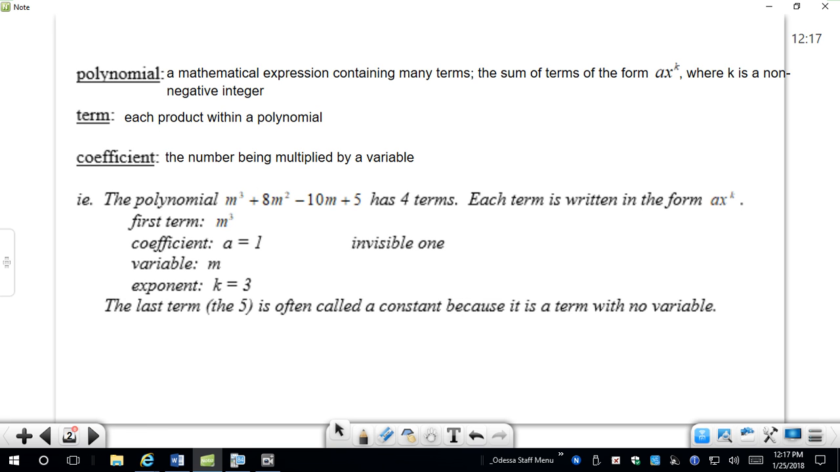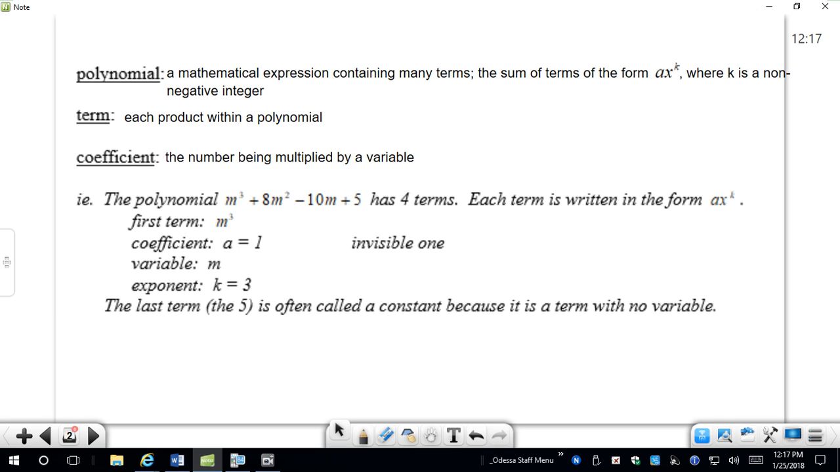So we'll start off with a couple definitions. A polynomial is a mathematical expression containing many terms. The sum of terms of the form ax to the k, where k is a non-negative integer. So there's a few things going on in there that I want to direct our attention to. The first being that a polynomial is a mathematical expression containing many terms.